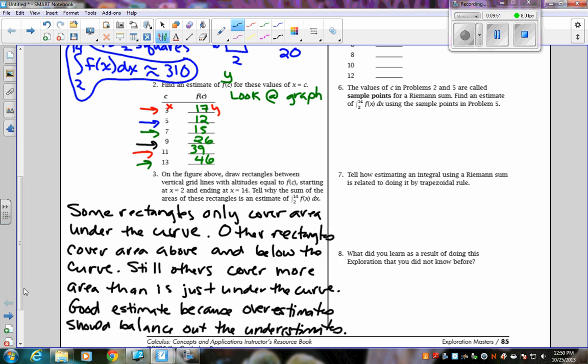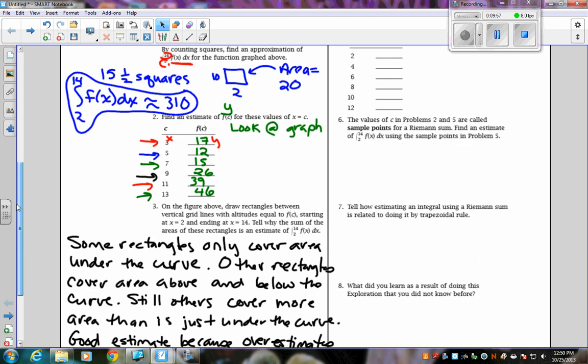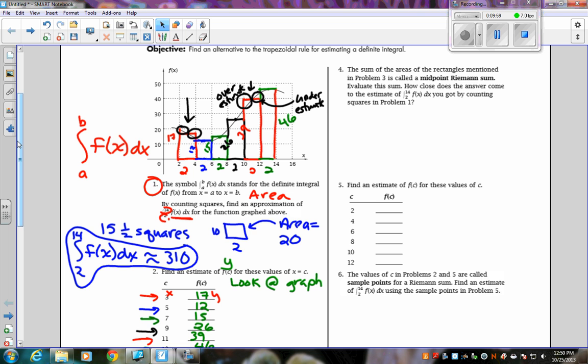If you're not finished writing that down, pause your video now so that you can get that all copied down. Moving on to number 4. Number 4 says the sum of the areas of the rectangles mentioned in problem 3. That's called a midpoint Riemann sum.